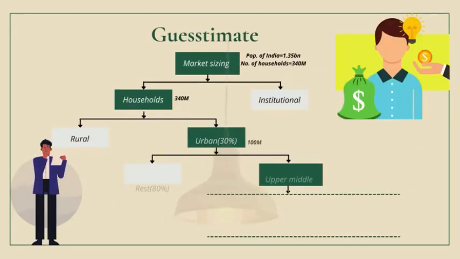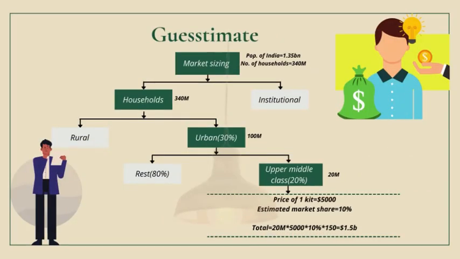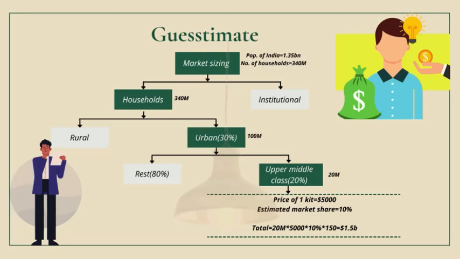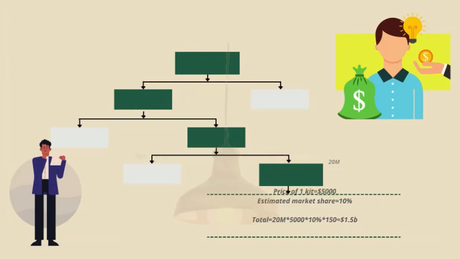The guesstimate can be taken care of by this method for market sizing. The population of India is 1.35 billion and the number of households is assumed to be 340 million. Market sizing can be divided into either institutional or household. We have done the following segmentation of the population of the urban area, emphasizing only the upper middle class, since they are our target audience. Now let us assume the price per kit is $5,000 and the estimated market share is 10%, then the total would come out to be $1.5 billion, which is quite an impressive amount.